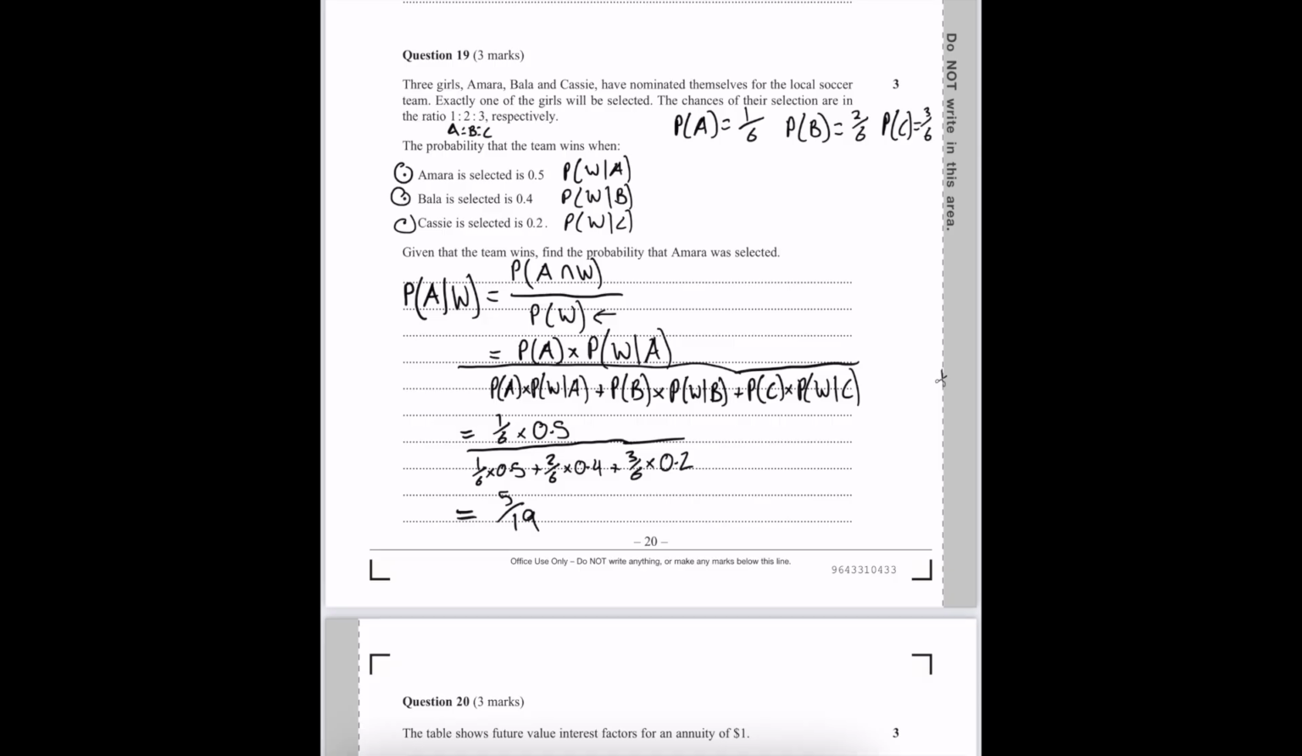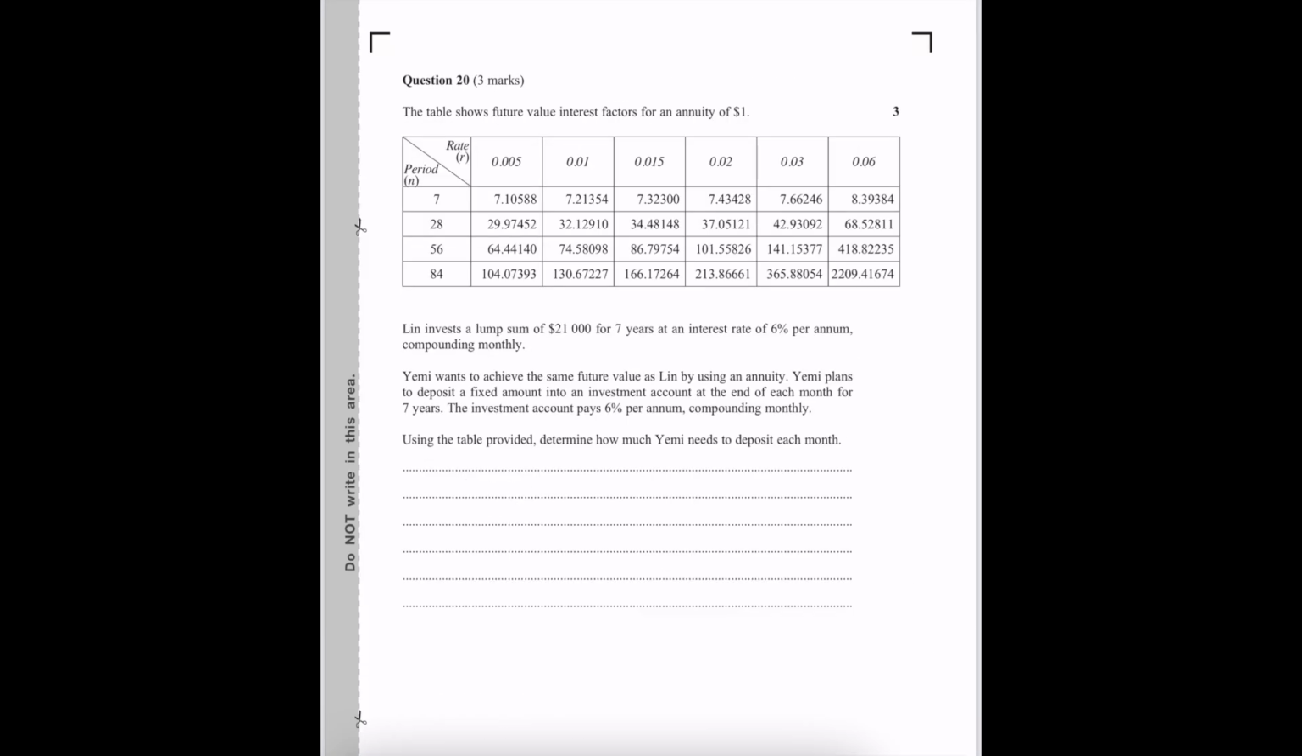That's our answer. Question 20 says the table shows the future value interest factors for an annuity of $1. Then it says Lynn invests a lump sum of $21K for 7 years at an interest rate of 6% per annum, compounded monthly. Yemi wants to achieve the same future value as Lynn by using an annuity. They plan to deposit a fixed amount into an investment account at the end of each month for 7 years. The investment account pays 6% per annum compounded monthly. And we want to determine how much Yemi needs to deposit each month.